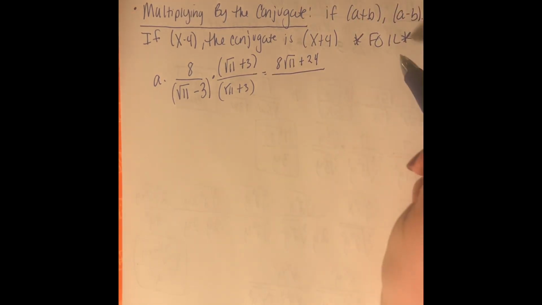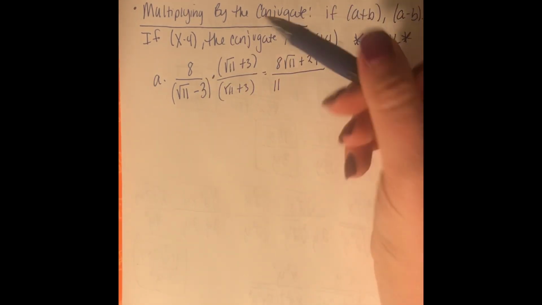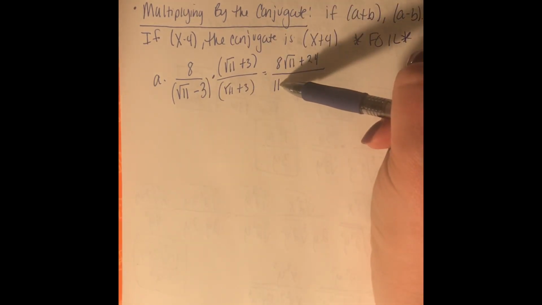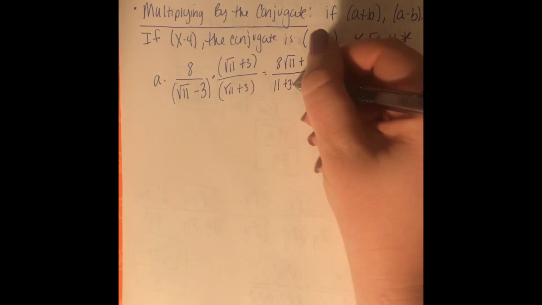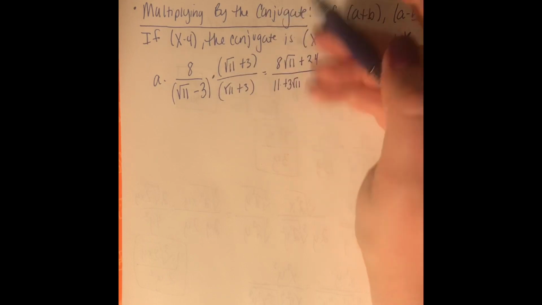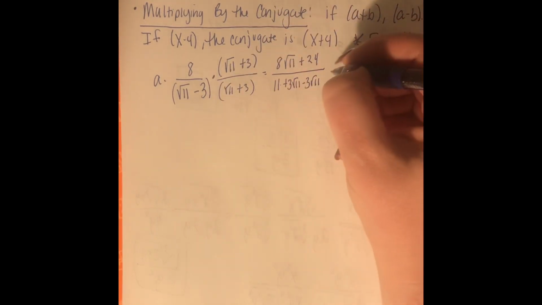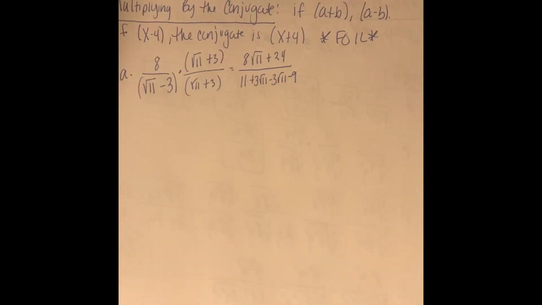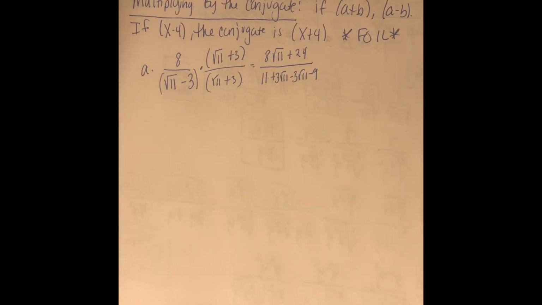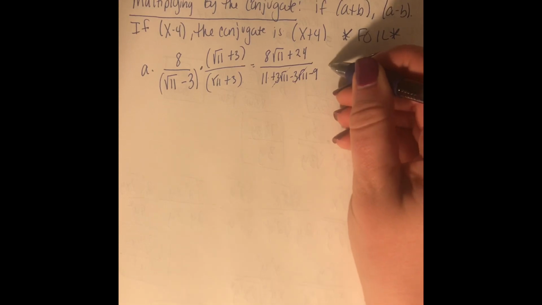Over, FOIL on the denominator. Square root of 11 times the square root of 11 is the square root of 121, which is just 11. The outer term, square root of 11 times 3 is plus 3 square roots of 11. The inner terms, minus 3 square roots of 11. And our last terms, minus 9. And the cool thing about when you multiply by the conjugate, you will always, always, always cancel out your outer and your inner terms. If you're doing it correctly, your outer and your inner terms will always cancel.